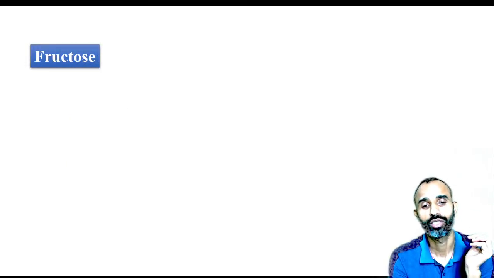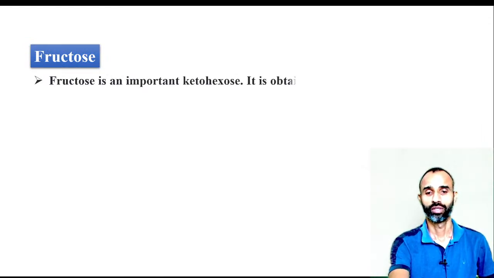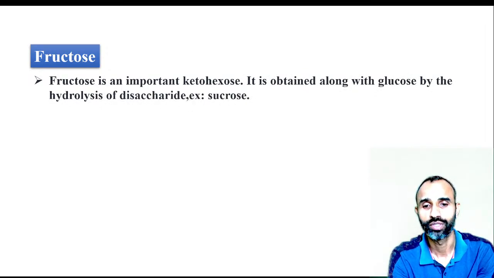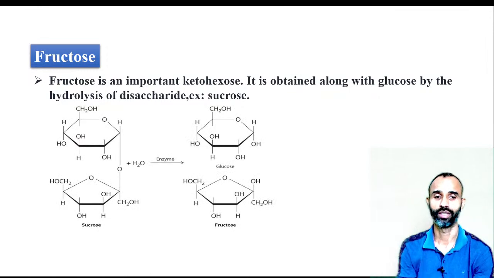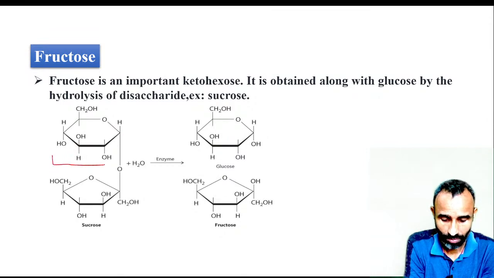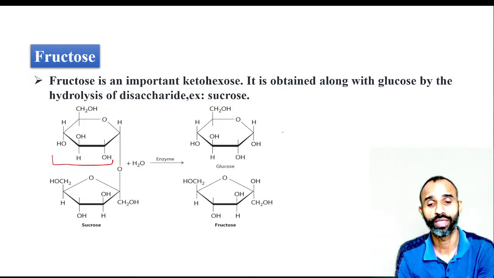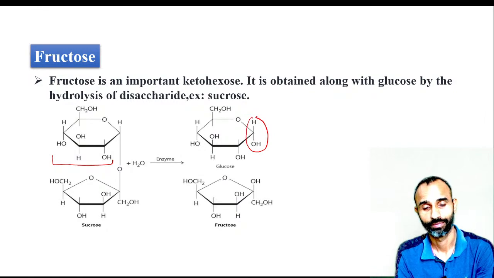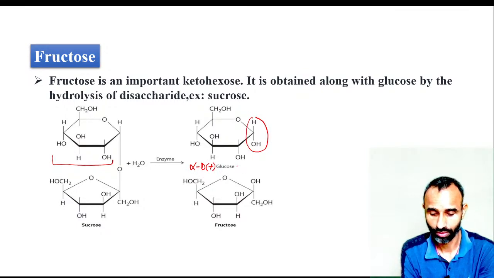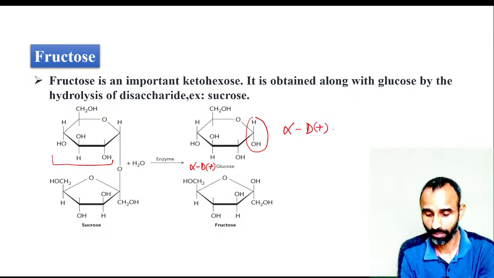Now structure of fructose. Glucose is aldohexose, fructose is a ketohexose. It is obtained along with glucose by the hydrolysis of sucrose. This is sucrose. So tell me, what is this? Alpha or beta? Yes, it is alpha D plus glucose, or we can say alpha D plus glucopyranose.